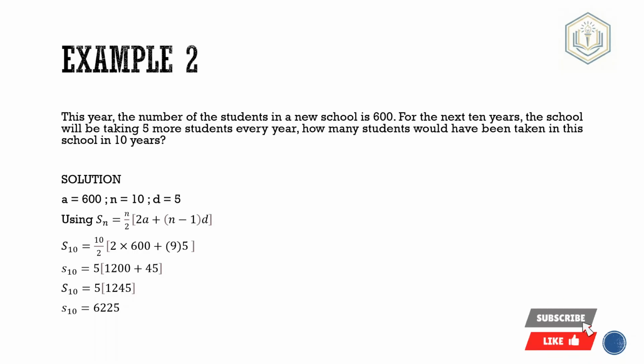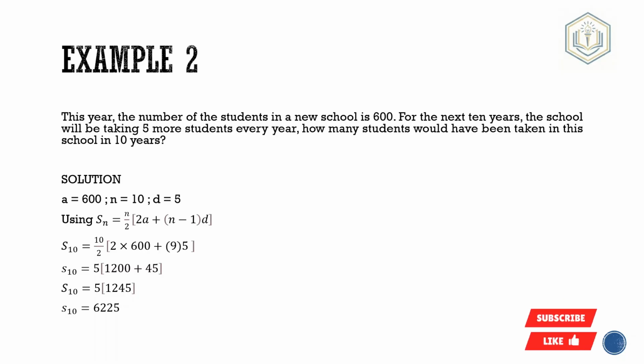But this question is saying how many students from the beginning, when they started registering students, till 10 years. So that question falls under series, that is, add the students they got the first year, which is 600, plus the students they got in the second year until the 10th. That's series. So if it's series, that is the sum of all the terms. And in this question, we don't have the last term. The last term is not known.